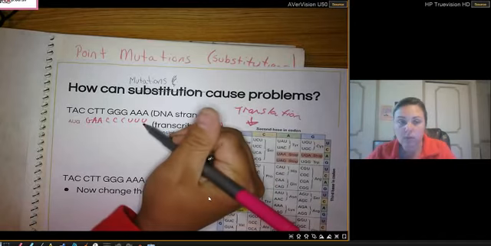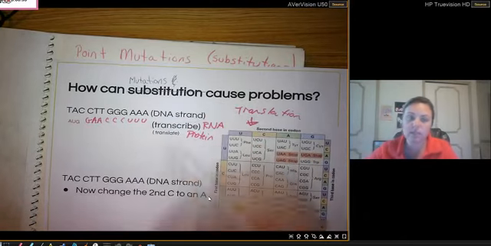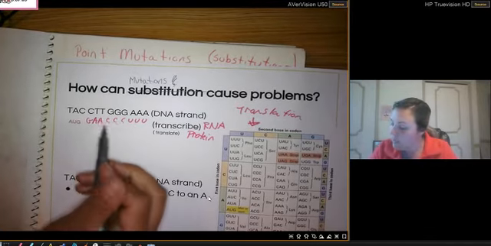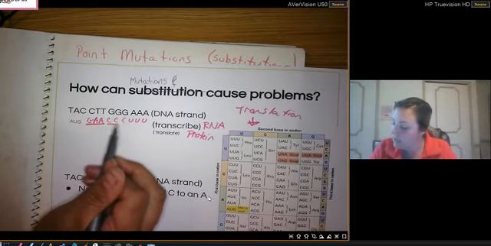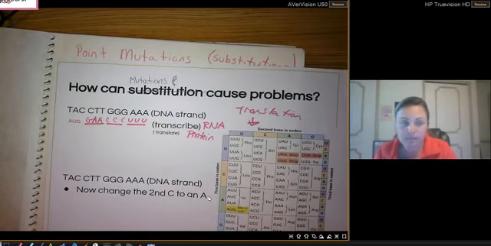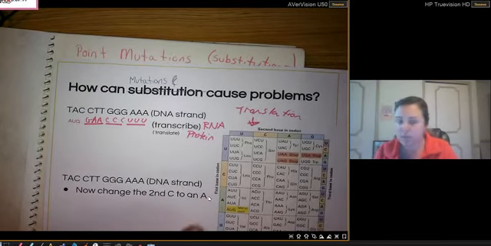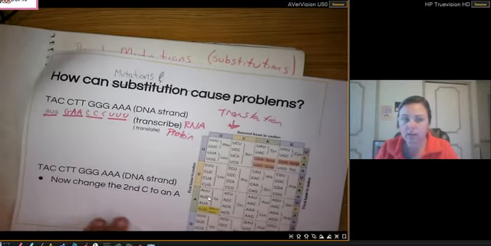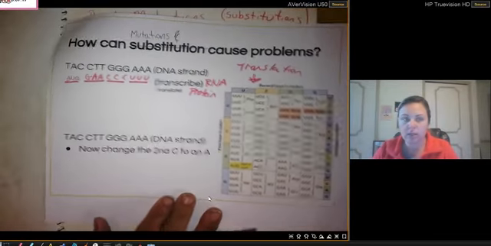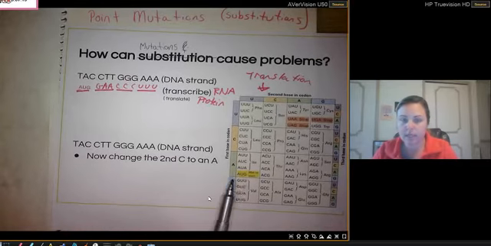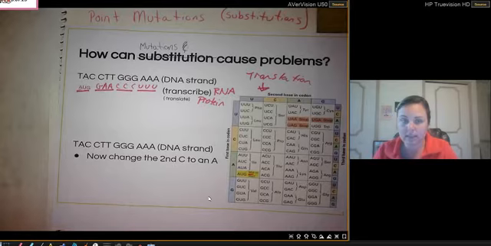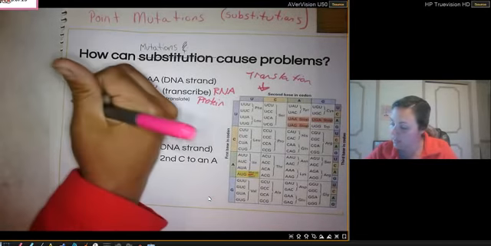Remember, we use U's in RNA, not T's, so that's where that came from. All right, so remember that these are in 3-letter segments. That is our frame, that's our 3-letter frame, and we use this to translate. So AUG in the codon chart here is found right down here. So that is the MET, or methionine amino acid.